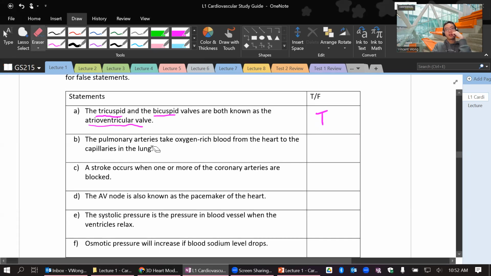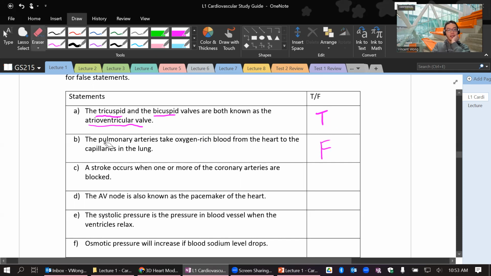The pulmonary arteries take oxygen-rich blood from the heart to the capillaries in the lungs. Is this true or false? Okay, I'm getting a lot of falses. Some people are answering true. Okay, yeah, this one is false.